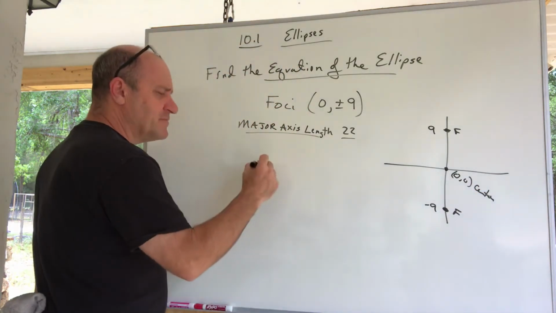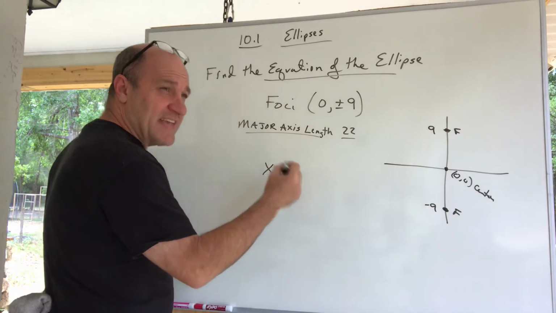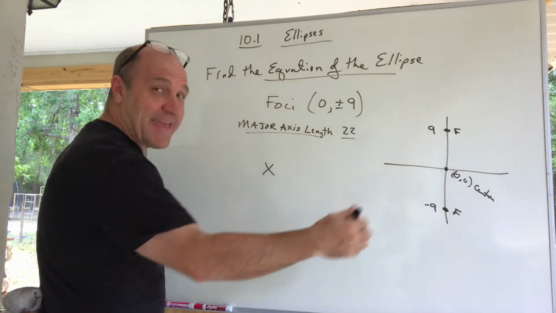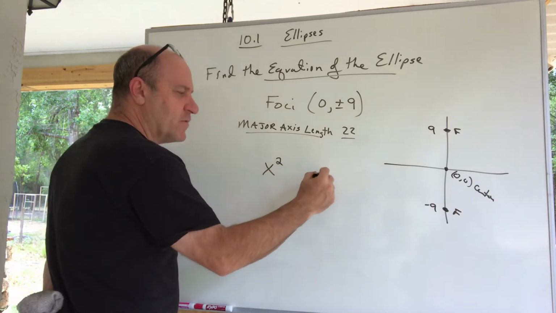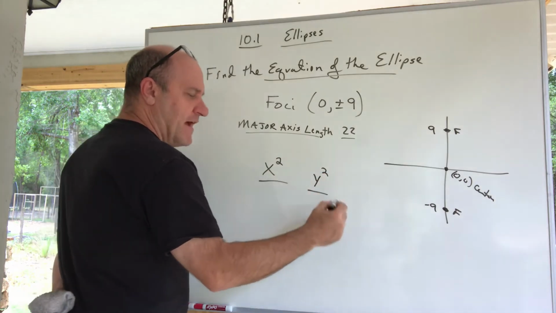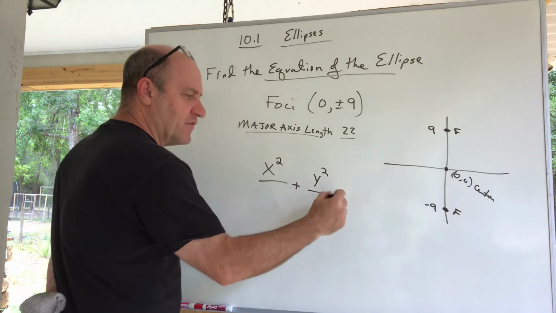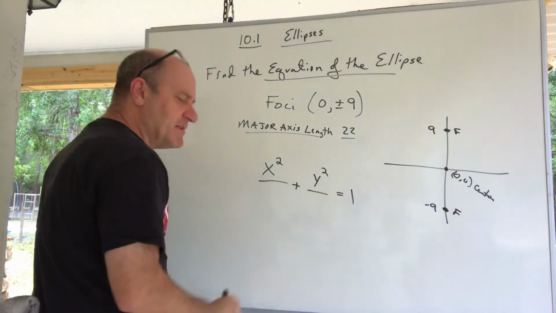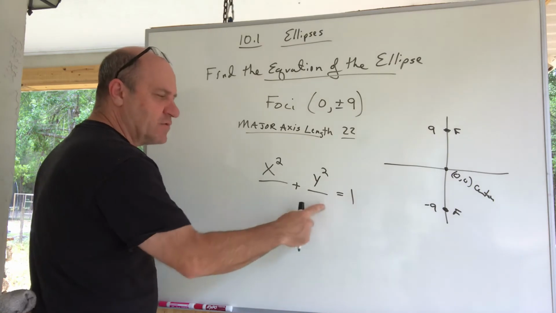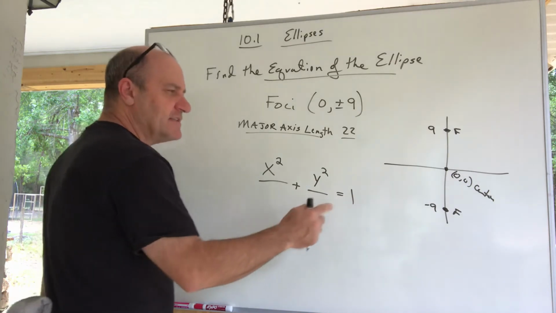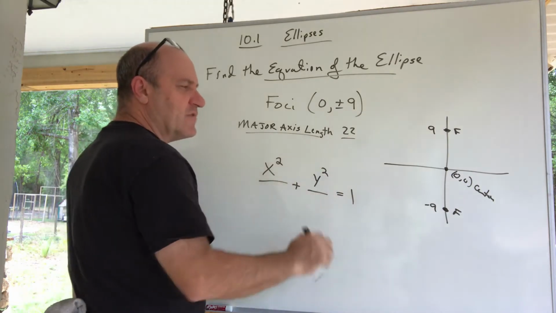By the way, that makes me write, instead of x minus h squared, well, my h and my k are 0, so I'm going to write x squared and y squared. I also know that ellipse is plus, and I also know it equals 1. My job is to find what I called a squared and b squared here.